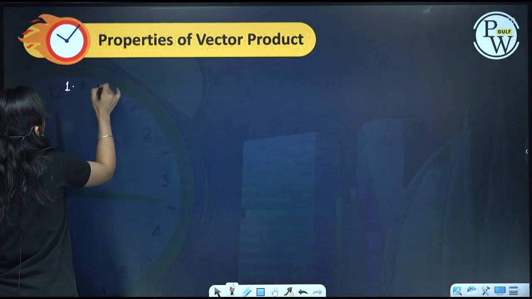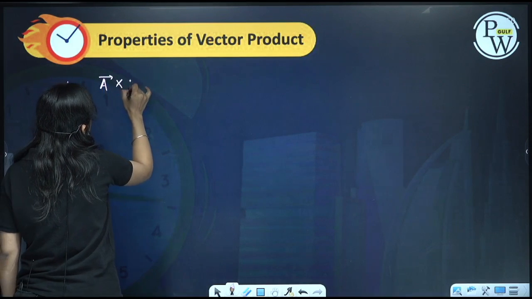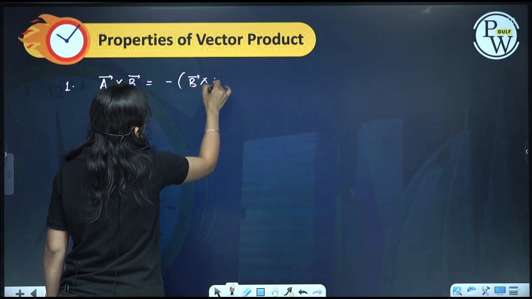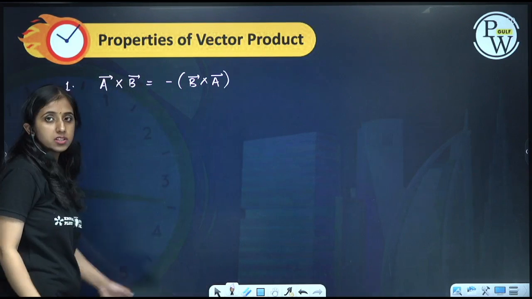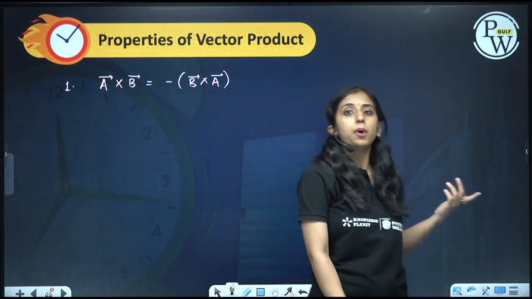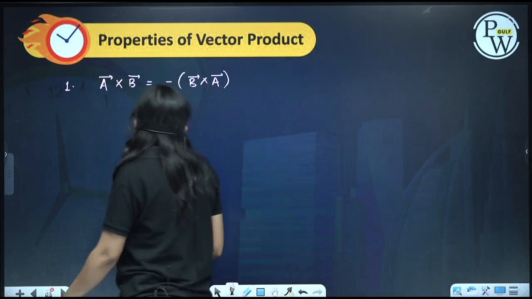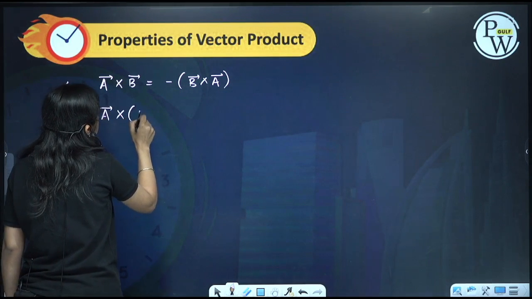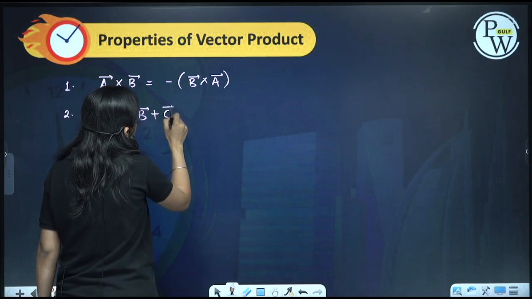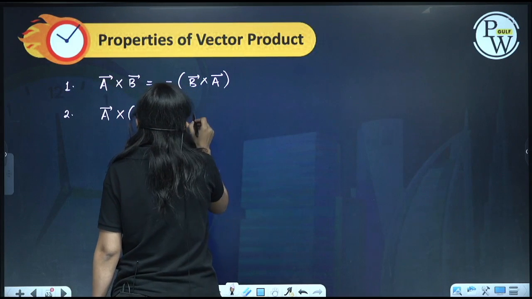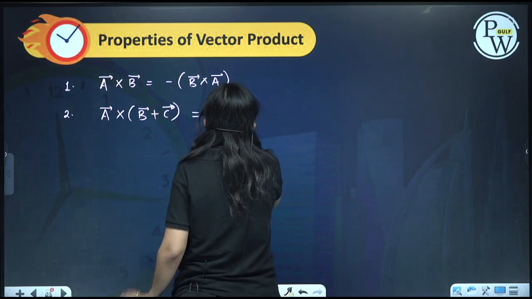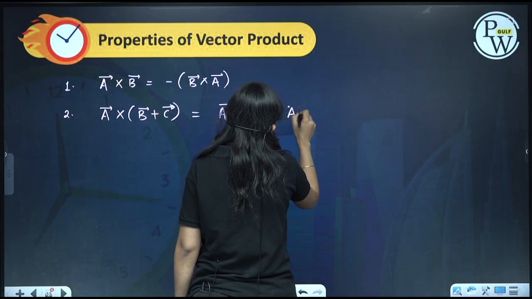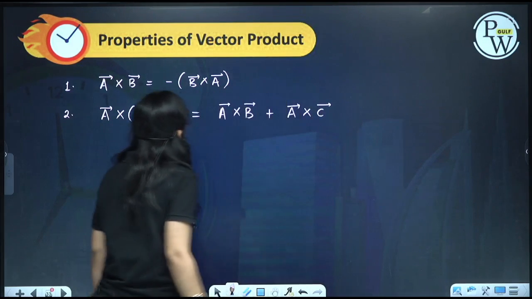So the first property is that the vector product is anti-commutative. A cross B is equal to minus of B cross A. Then the next property, vector product is distributive over addition. So A cross (B plus C) will become A cross B plus A cross C.